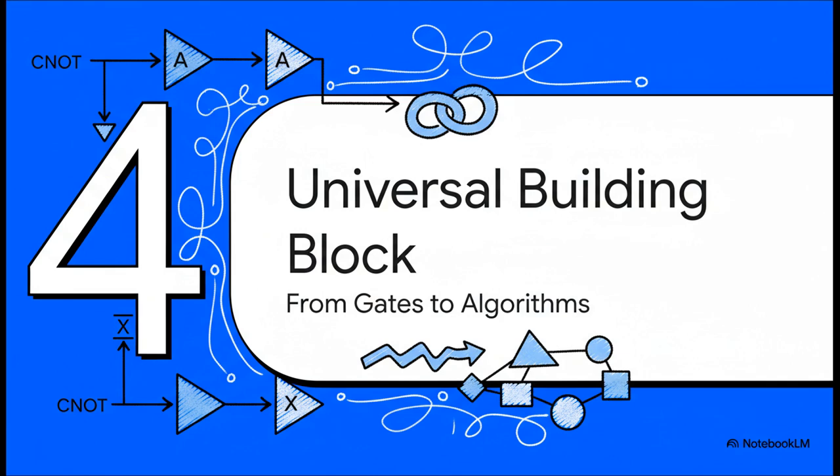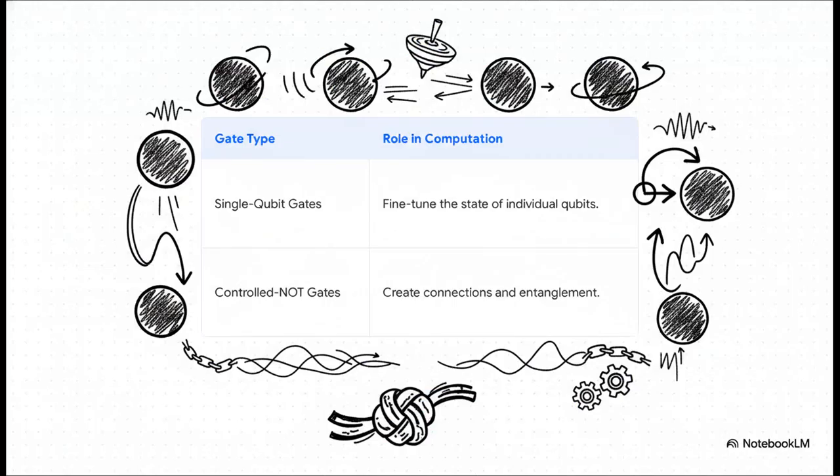Okay, let's zoom out for our last section and see how this one type of gate, when you combine it with a couple of others, becomes the fundamental building block for any quantum computer program you could possibly imagine. You might think you'd need this huge, complex toolbox to build a quantum computer. But what's so incredible is that you only need two basic types of tools. You need single qubit gates, think of these like precision knobs to fine-tune individual qubits, and you need our CNOT gates to wire them all together and create that all-important entanglement. That's pretty much the entire toolkit.